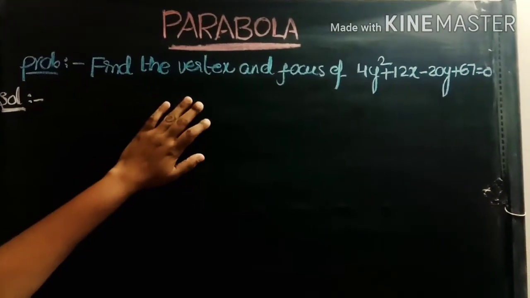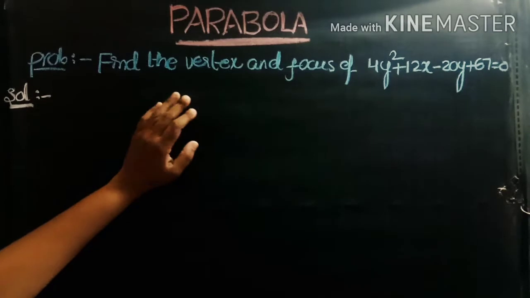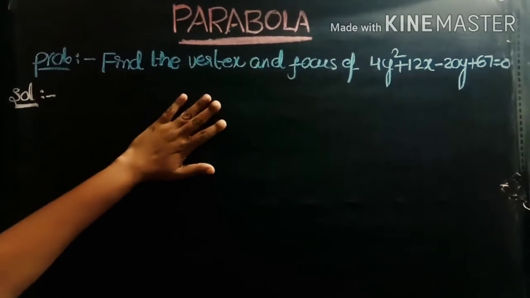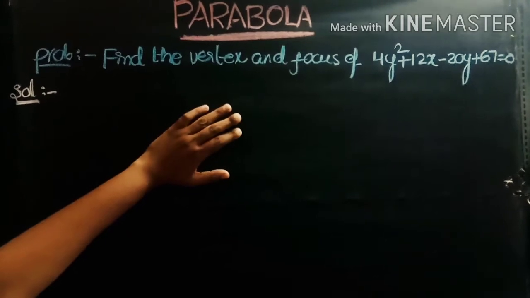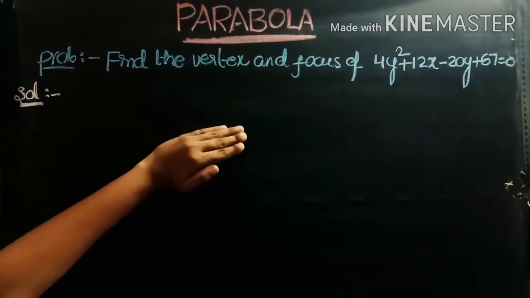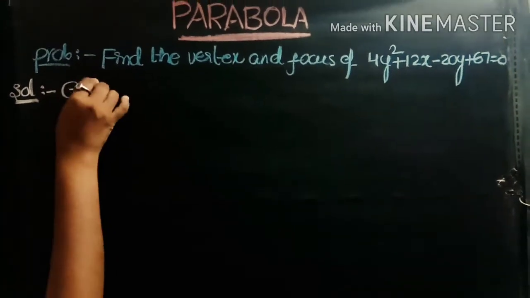Find the vertex and focus of 4y square plus 12x minus 20y plus 67 is equal to 0. Find the vertex and focus of the equation. Now that is the given equation, which is a parabola. We want to convert that equation into the known form of the parabola and find the vertex and focus of that parabola. So first we take the given equation.